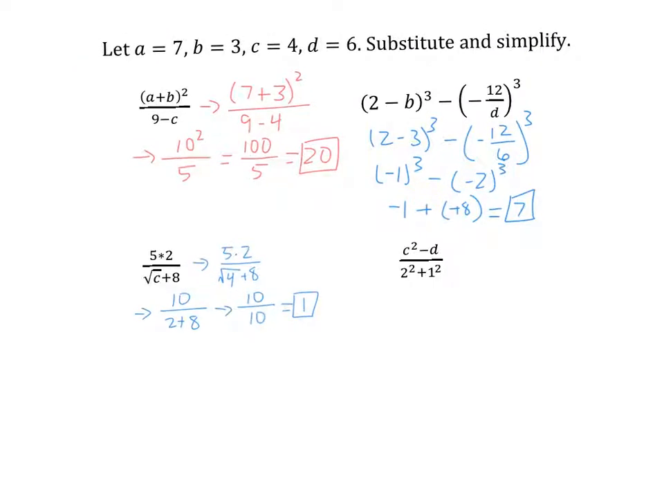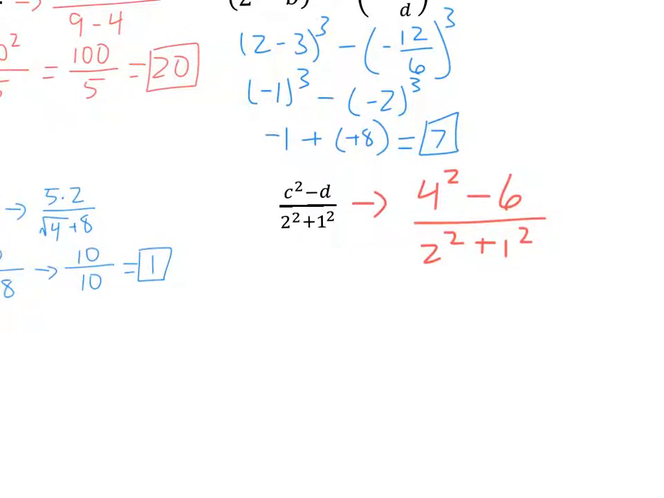Okay, finally, we are going to substitute 4 in for C. So we'll have 4 squared minus 6 in for D, which is 6. And then we'll have over 2 squared plus 1 squared. Zoom in a little bit. Okay, and then we can do our grouping symbols. So the numerator and the denominator will simplify first. 4 squared gives us 16 minus 6 on the top.